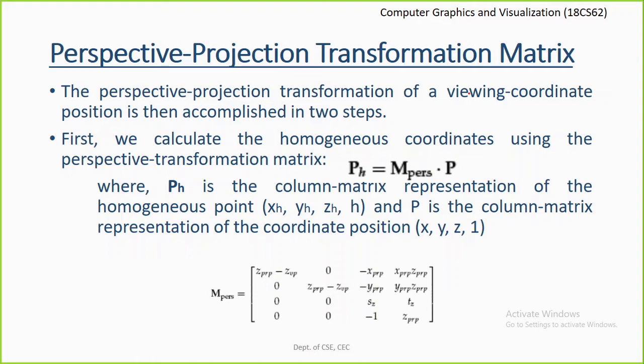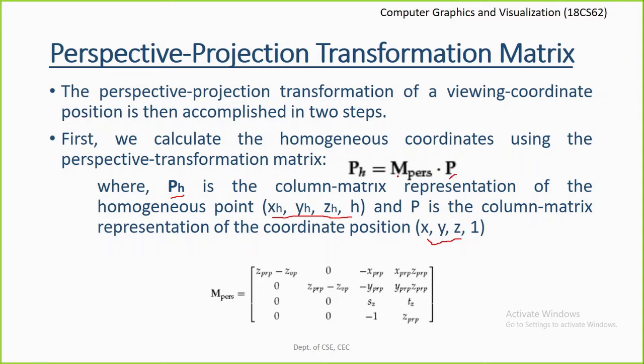First, we have to calculate the homogeneous coordinates using the perspective transformation matrix. The transformation sequence is represented by ph equals m perspective into p, where ph is a column matrix representation of the homogeneous point xh comma yh comma zh comma h, and p is a column matrix representation of the coordinate position x comma y comma z comma 1.